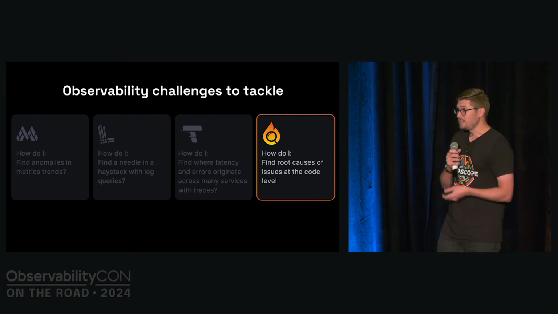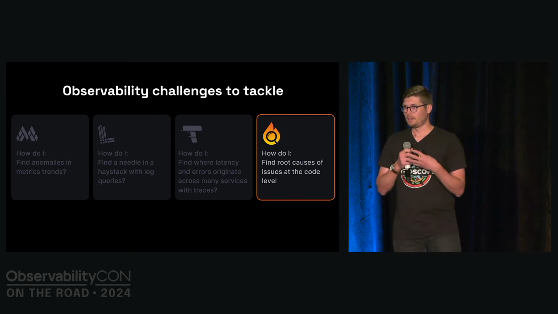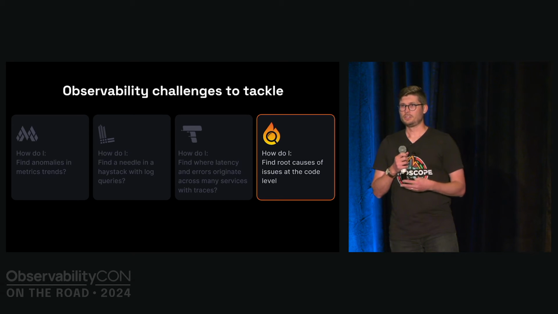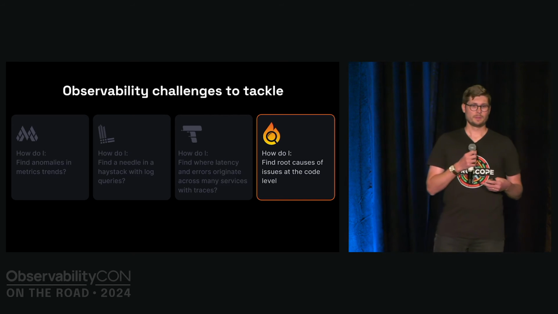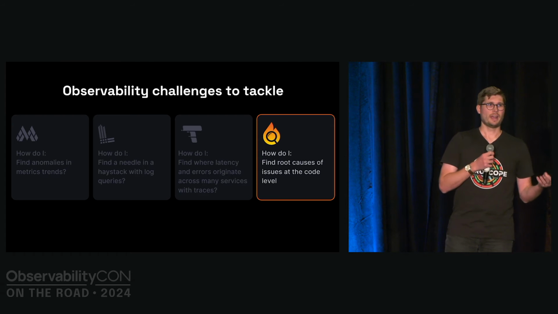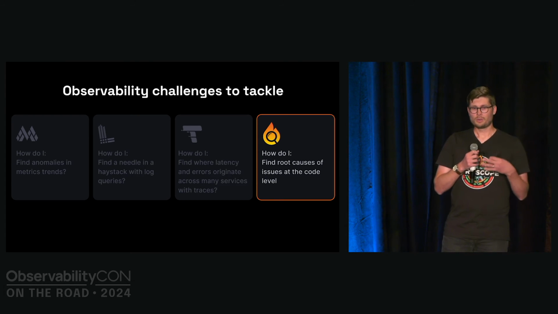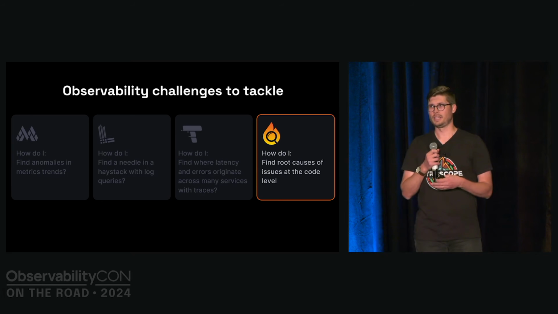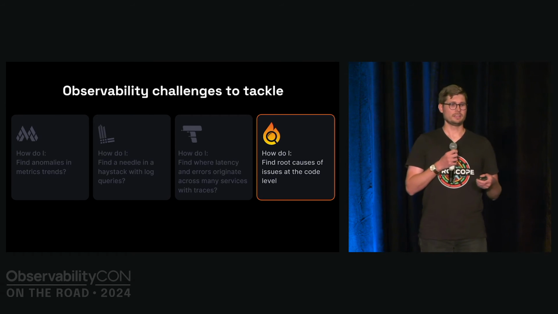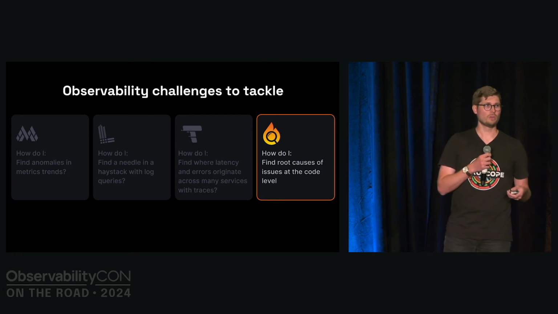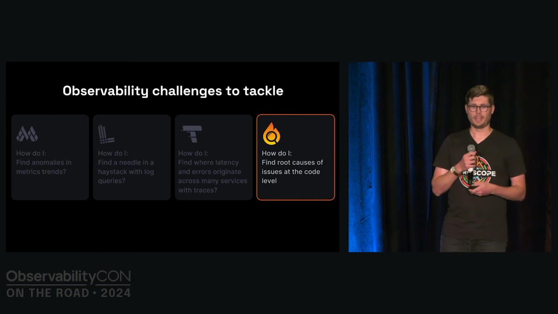So with that, tracing helps us understand where latency is causing issues or where the error is coming from. But we want the other half of this question: how do I fix this problem, or what code is causing this latency or errors? For this, we can leverage profiling and Pyroscope to answer these questions.